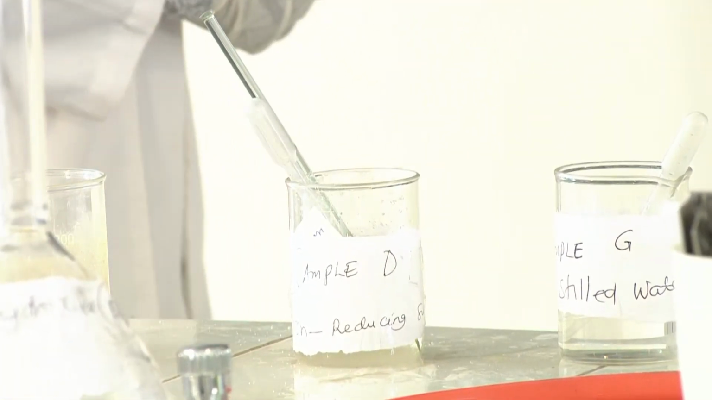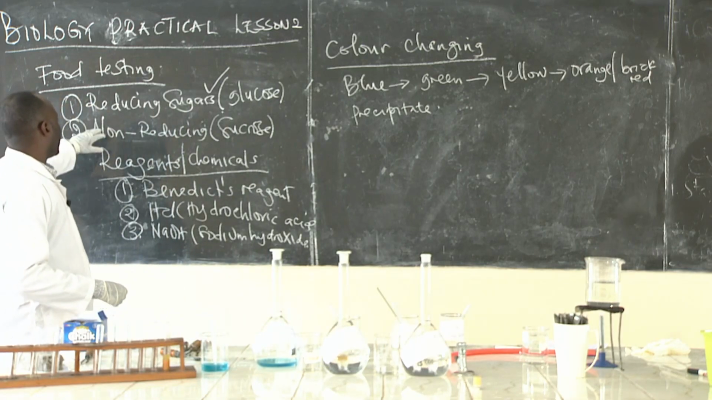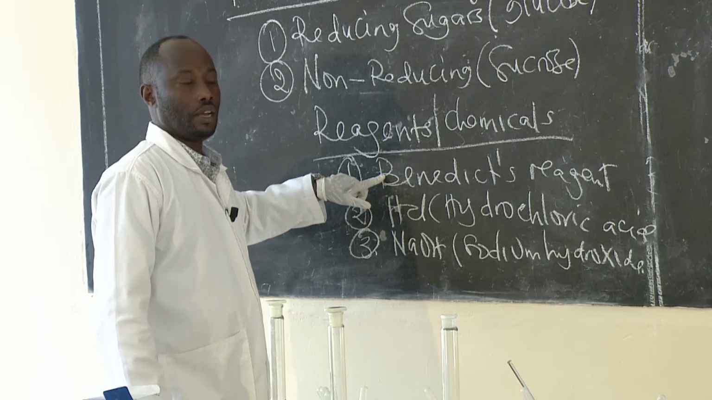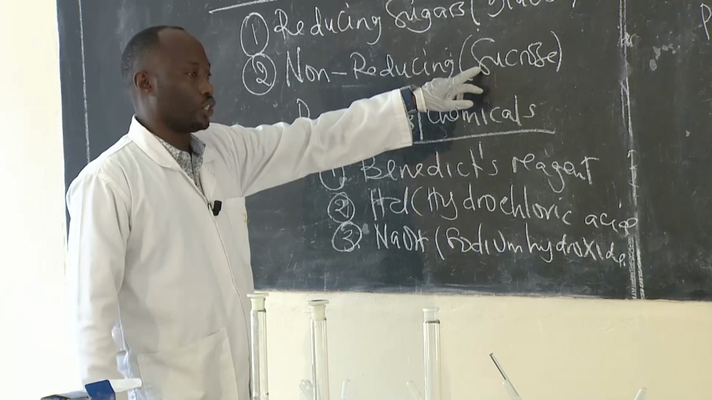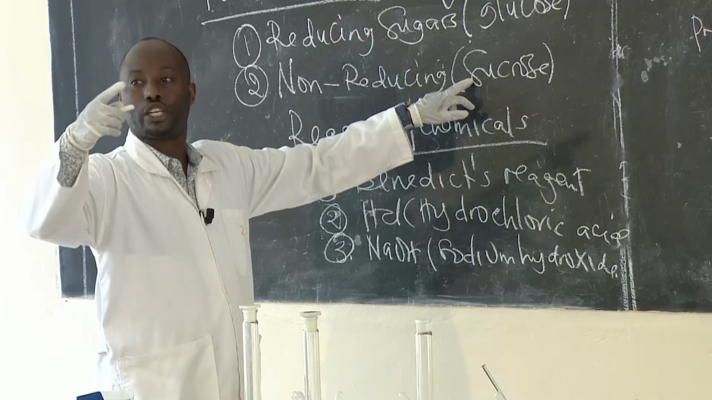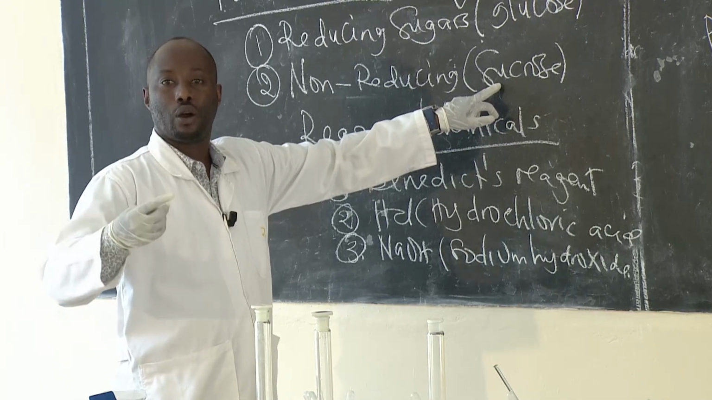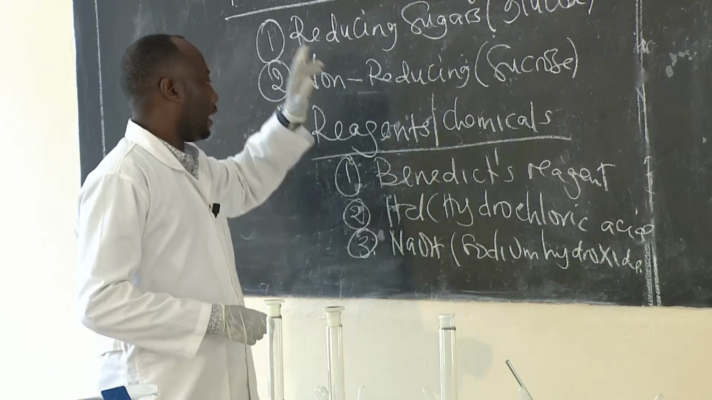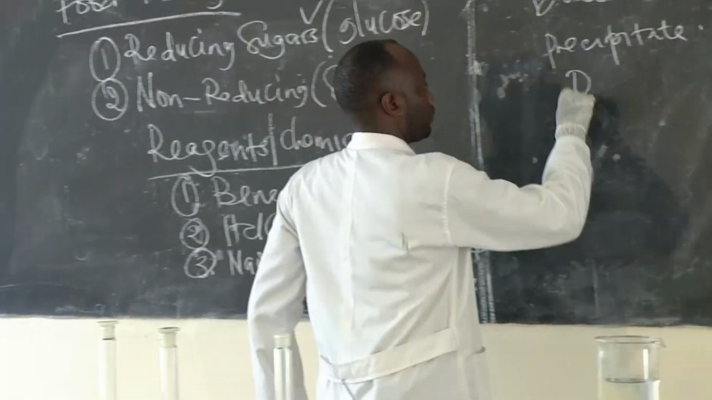Before that, how can you go about it? When you are testing non-reducing sugars, we also use the Benedict solution. But on adding the Benedict solution, the sucrose is unable to reduce the copper ions. So the color of the Benedict solution persists, it doesn't change. How can we now break the sucrose into monosaccharides? You get the sucrose and you add procedures.